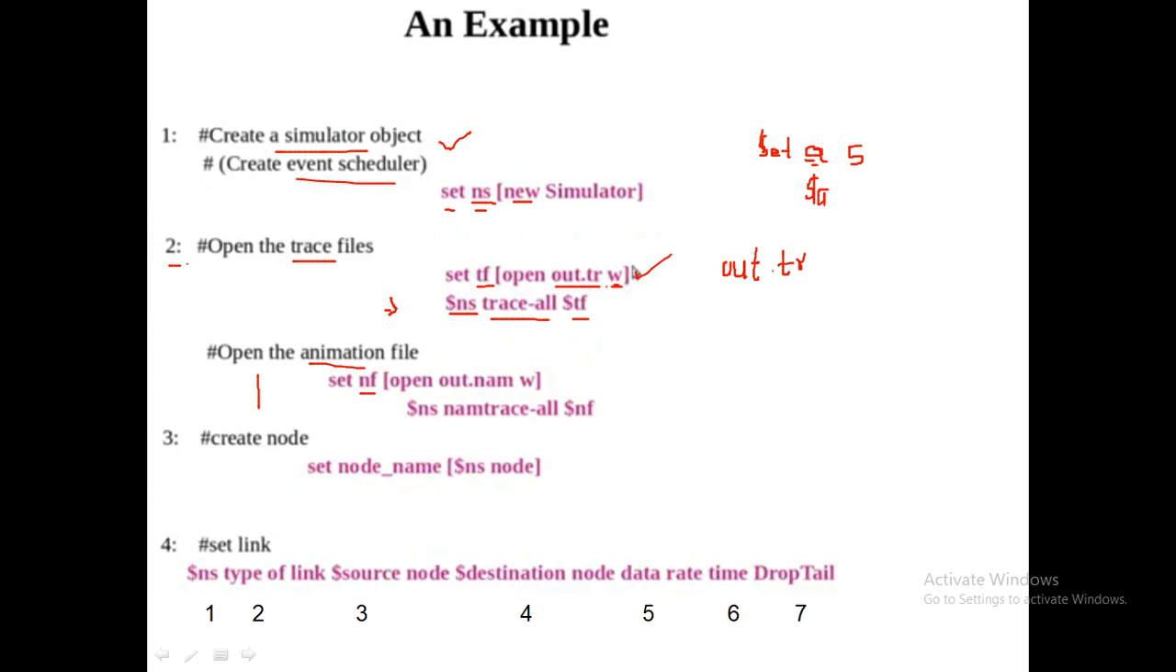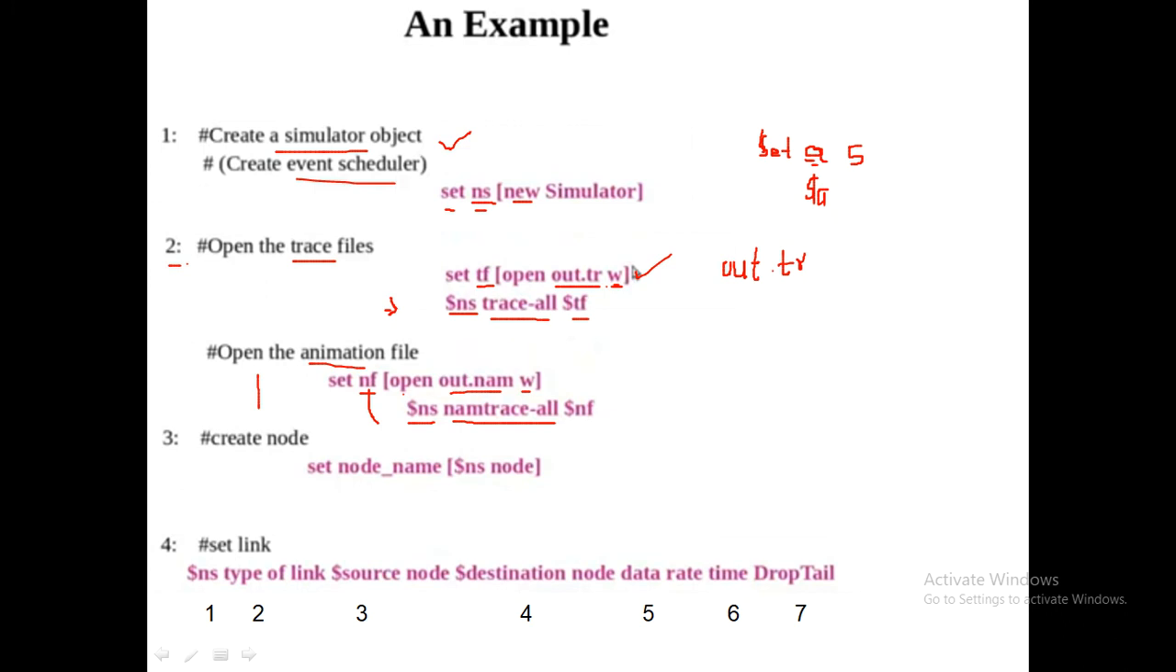Set nf, one file name I am going to give, right? nf, network file or animation file. So here we have used tf, we are using here nf. So nf open output.nam. I give the file name as output.nam. I will open it in write mode. Then I am going to link this nf to ns. How do you link that? $ns namtrace-all.